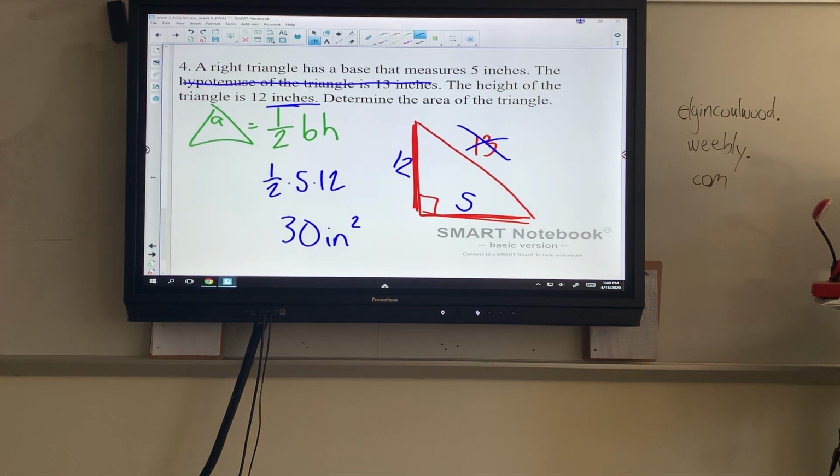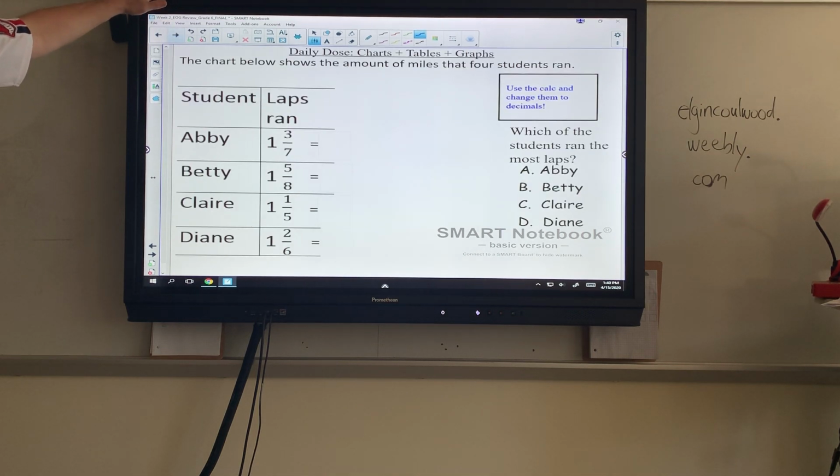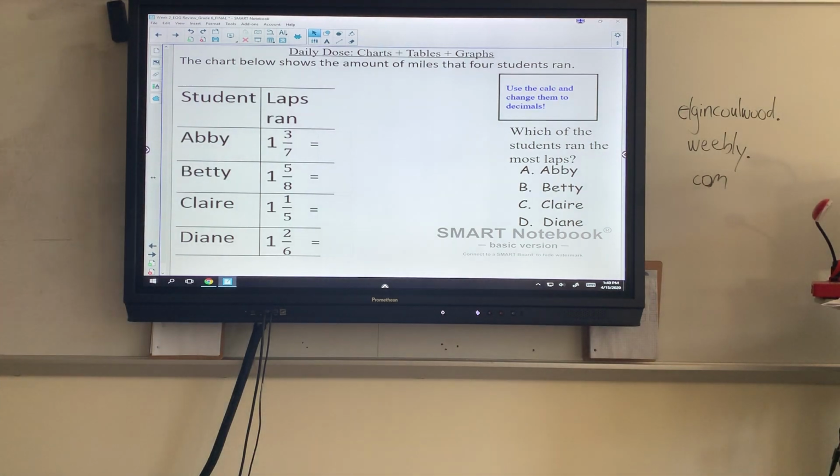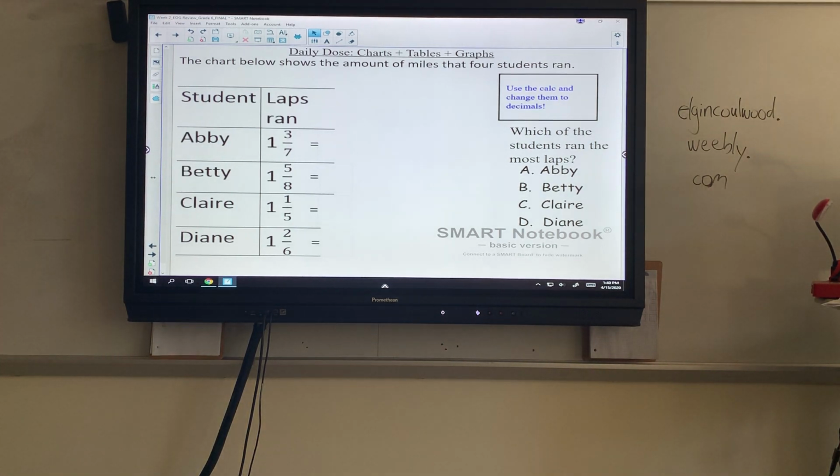Hopefully you went 4 for 4 on that warm up. Moving on to the daily dose. This is calculator skills. Now, if you don't have a calculator, this is still feasible. However, it is a lot quicker if you do have a calculator. So whether you're using a phone, you will have a calculator if you're in class, but go ahead and pause the video and attempt these on your own.